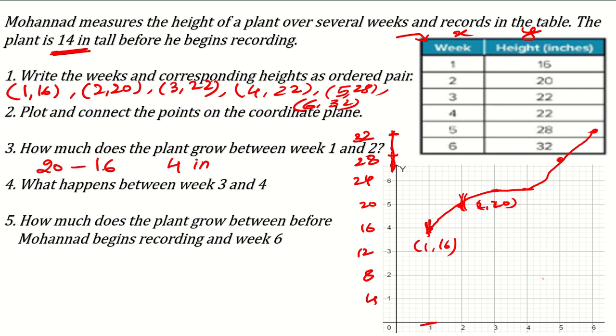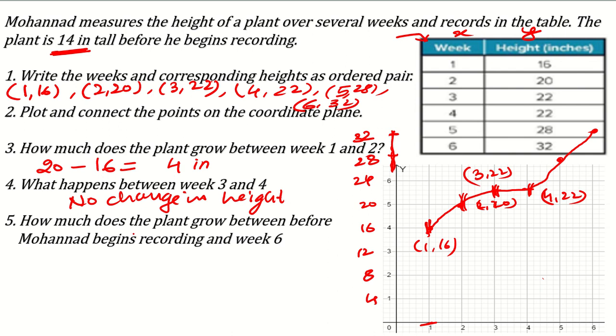And how did you get this answer? 20 minus 16. Okay, what happens between week 3 and week 4? Week 3 the plant was at 20 and week 4 it was again 20. Is it? No, it was 22. This is (3, 22) and (4, 22) also. Yes, so there is no change. So no change in the height, or you can say no growth is shown between week 3 and week 4.